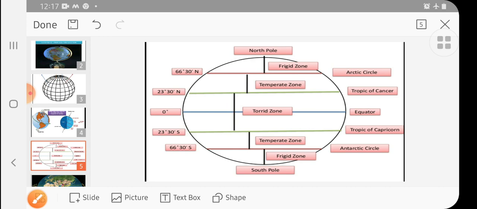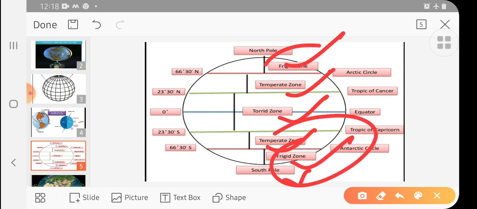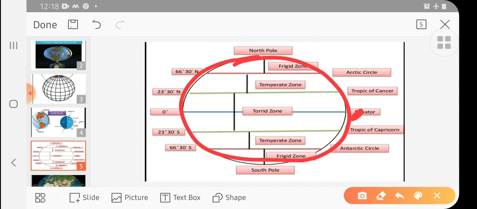When we discuss the temperature of the earth, we discuss it in three manners, when we divide the earth by zones: the torrid zone, temperate zone and frigid zone. These three. The reason behind this is that the temperature is different when we proceed from the equator to the polar region, when we proceed from the equator to the south pole region.